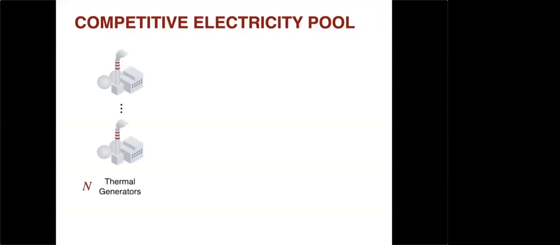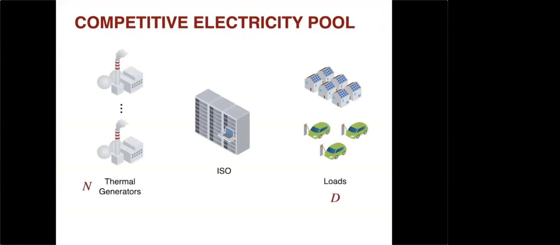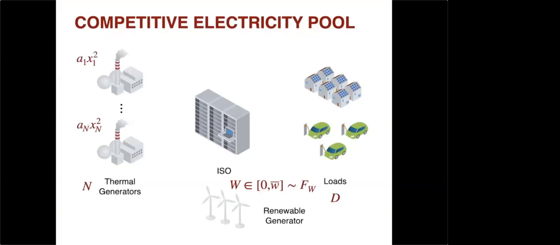Our electricity market consists of N thermal generators, a collection of loads with overall demand D, and an independent system operator, which plays the role of the social planner, who we also assume has access to a renewable generator with random output governed by F sub W. The ISO can schedule the thermal generators to produce levels X sub 1 through X sub n prior to realization of the renewable generator, following which it may schedule production levels Z sub 1 through Z sub n to make up any shortfall in meeting the demand.